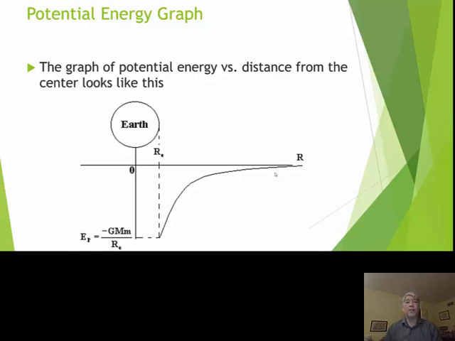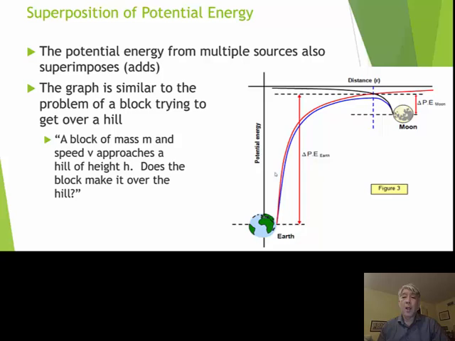So this is what a graph of the potential energy looks like. Notice that it is entirely negative, and it is asymptotic to zero. And just like forces, potential energy can add. It is a scalar, so I don't need to worry about direction. When I have two objects like the Earth and the Moon, I add the two and I end up with the blue graph in this picture.